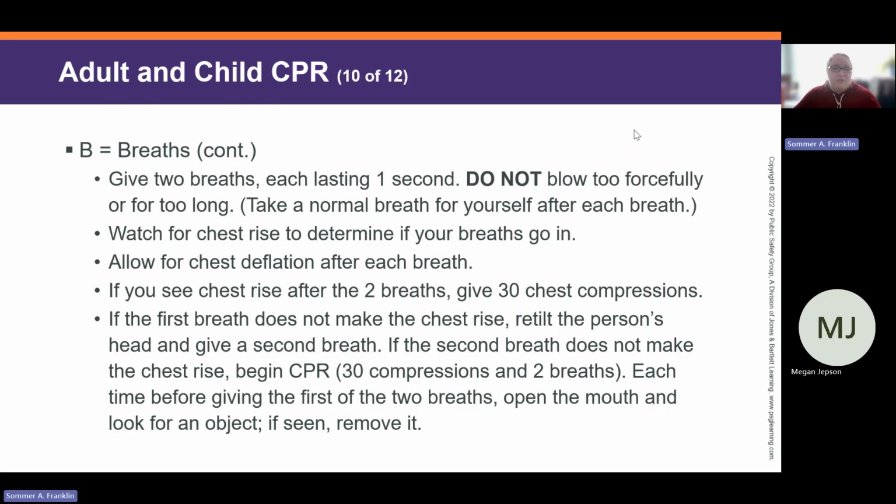If you see the chest rise after two breaths, give 30 chest compressions. If the first breath does not make the chest rise, retilt the person's head and give a second breath. If the second breath does not make the chest rise, begin CPR, 30 compressions to two breaths. Each time before giving the first of two breaths, open the mouth and look for an object, and if you see it, remove it.